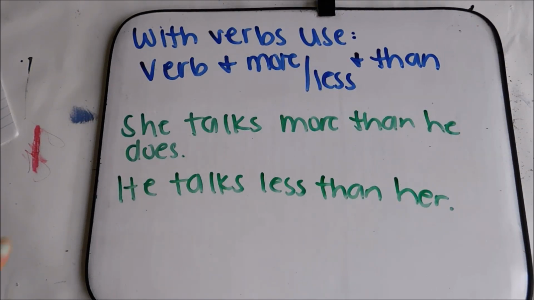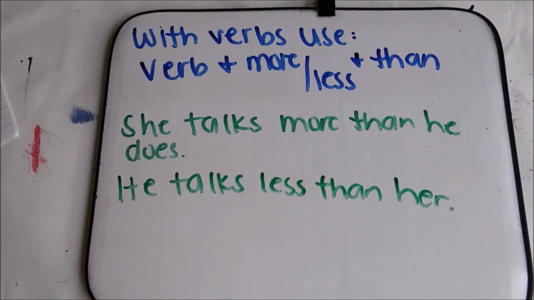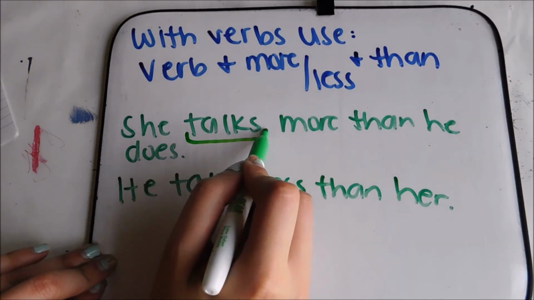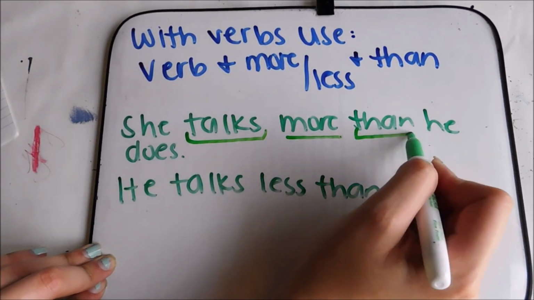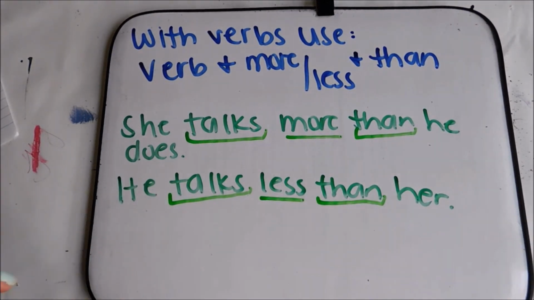With verbs, you're going to use this form. The verb first, then more or less, and then than. For example, she talks more than he does, or he talks less than her. We have the verb talk, more, and then than. Again, we have the verb talk, less, and then than. It's to compare the actions that people do. Some people do an action more than others, and some people do actions less than others.